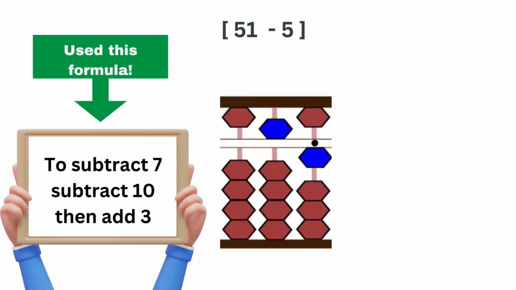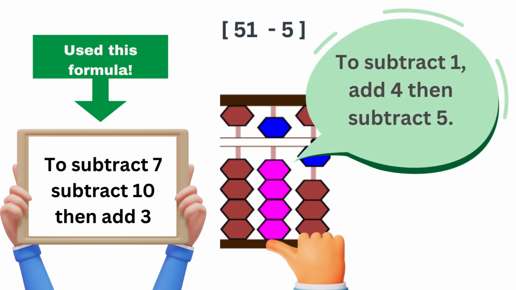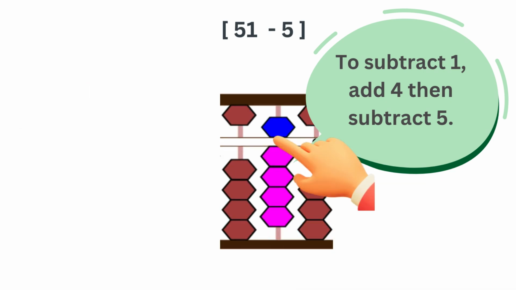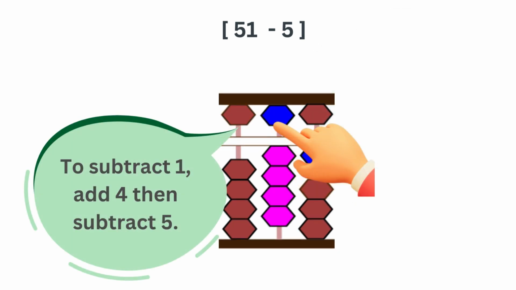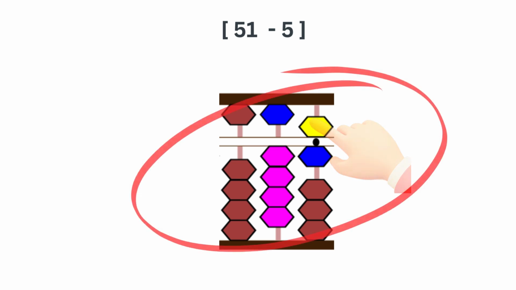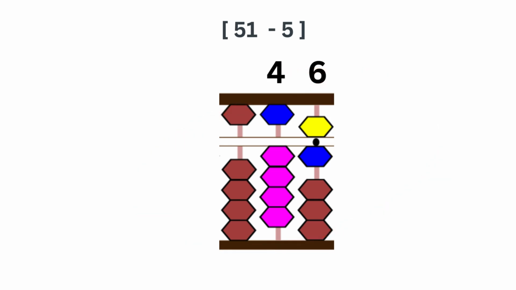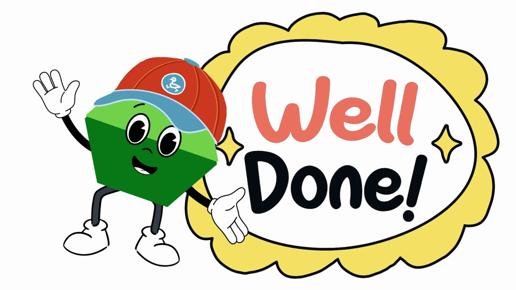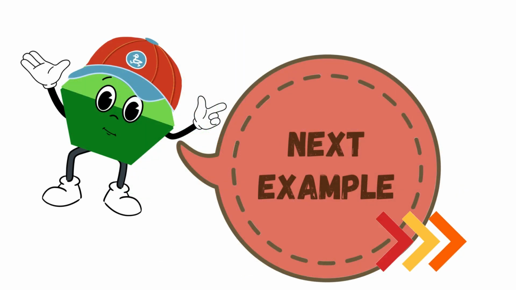To subtract 10 in the tens column, we start by adding 40. After that, we subtract 50 from the upper bead, since the lower bead can't be used to subtract 10. Then, we add 5 in the ones column. Now, count the remaining beads on the bar. There are 46. Therefore, 51 minus 5 is equal to 46. Well done! Next example.